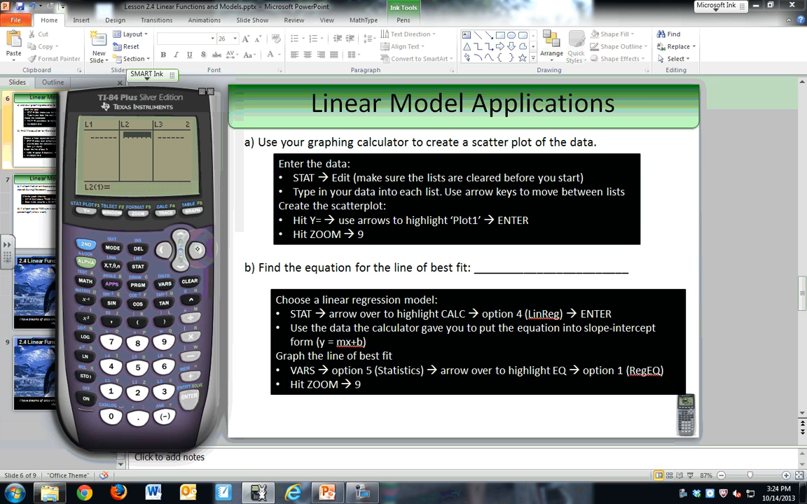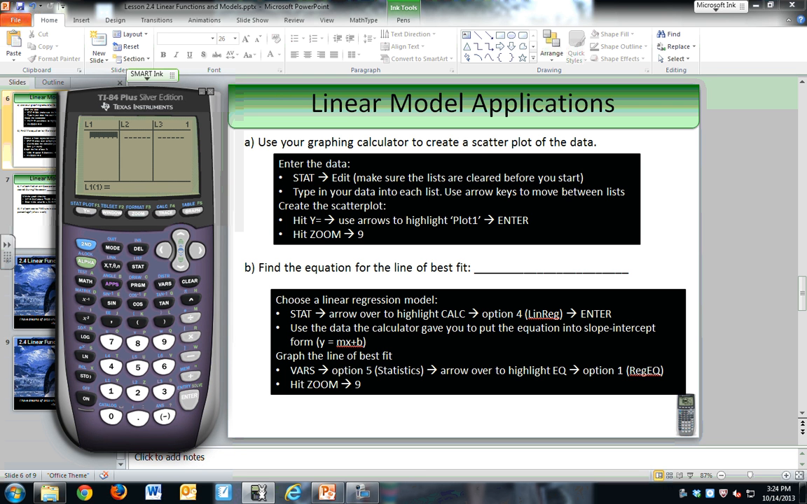Then you can arrow over, back and forth, however you need to. Arrow up so it's highlighted, hit clear and then enter. Okay, so your lists are cleared. You should have L1 and L2. So L1 is usually X. So type your data into each list, putting your X's into L1.